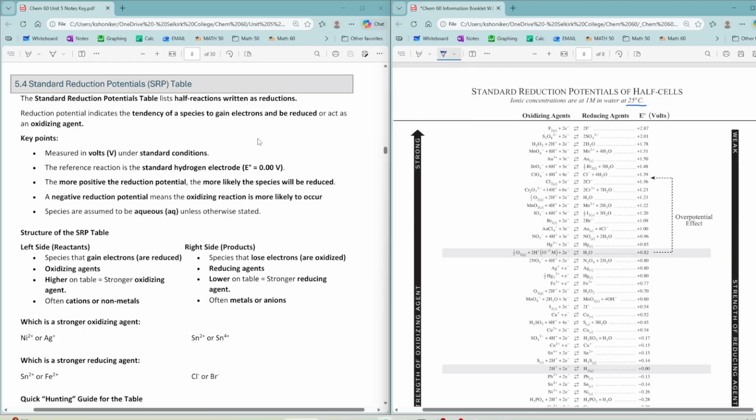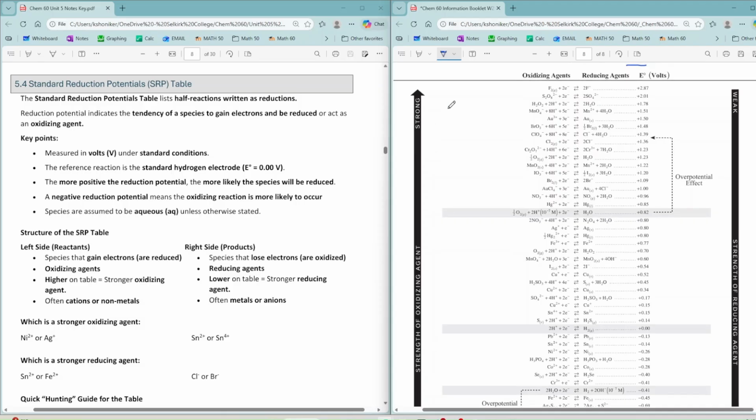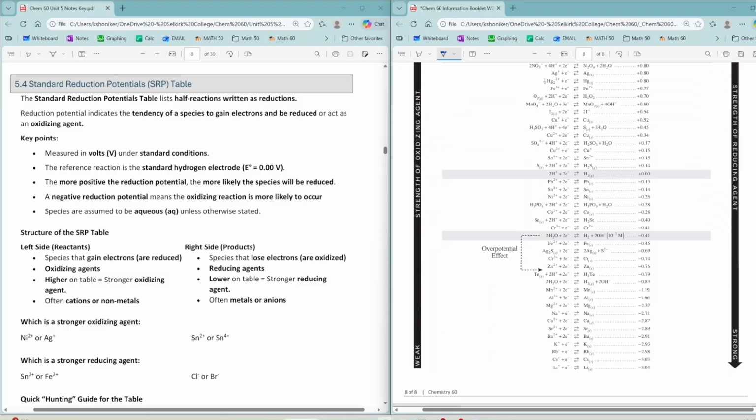So the way this table works is that it shows the potential for a species to gain electrons and be reduced, or act as an oxidizing agent. You'll notice on the left-hand side there is an arrow, and it shows the strength of an oxidizing agent. At the top, these have the most tendency to be reduced, and the ones at the bottom have the least tendency to be reduced.